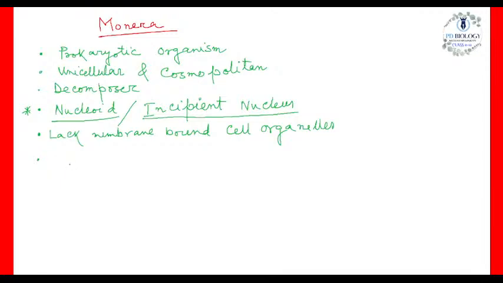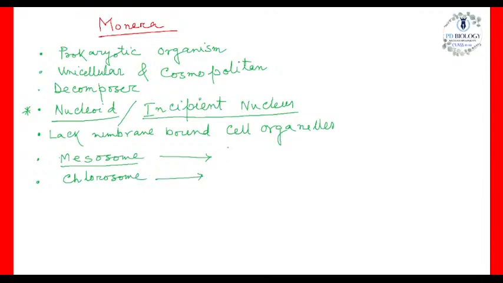The plasma membrane invaginates to form the respiratory structure that is called mesosome. Very important. What is mesosome? Remember this one. And besides mesosome, they have another important, the photosynthetic structure, that is chlorosome.